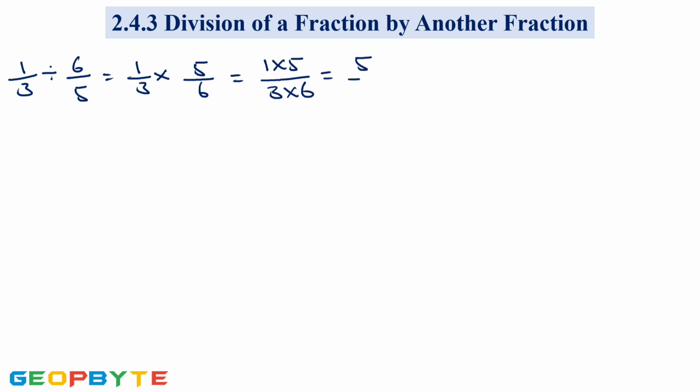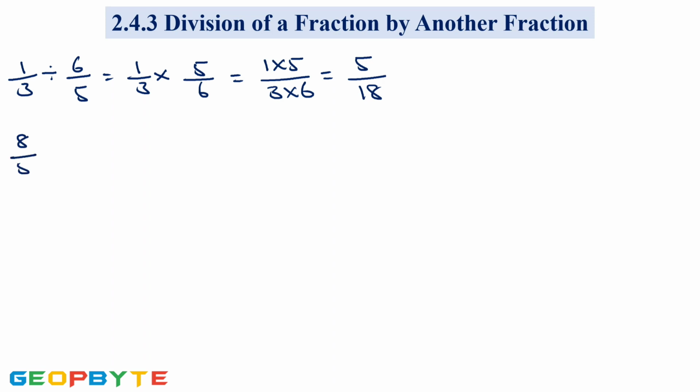1 by 3 divided by 6 by 5, which is equals to, so these two are also fractions, right? So 1 by 3 into reciprocal of 6 by 5. The reciprocal of 6 by 5 is 5 by 6, which is equals to 1 into 5 by 3 into 6, which is equals to 5 by 18. The result of 1 by 3 divided by 6 by 5 is 5 by 18.